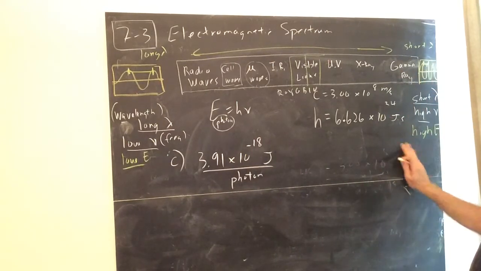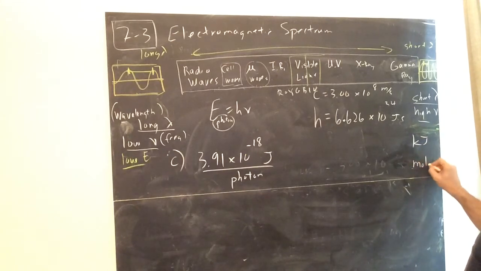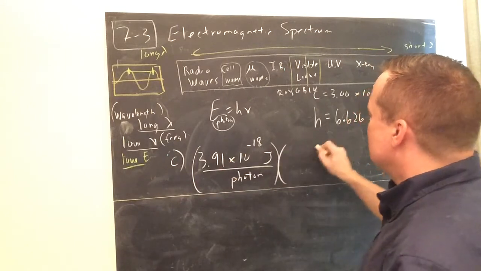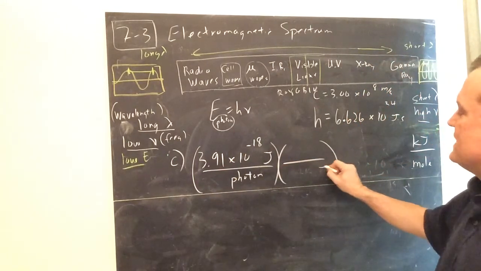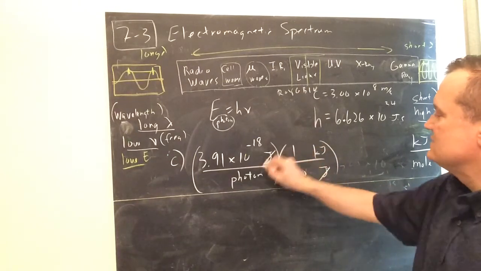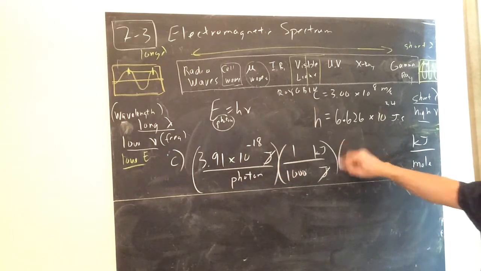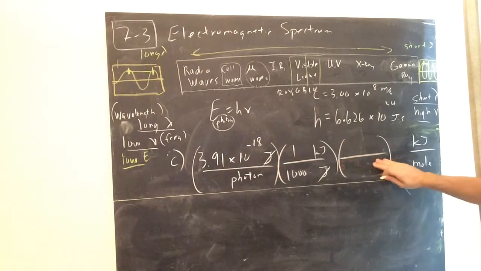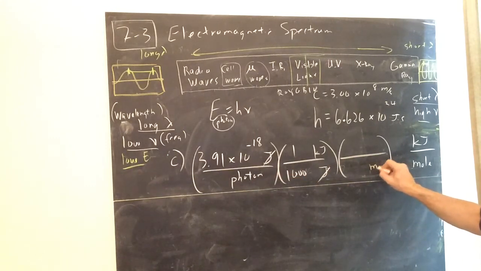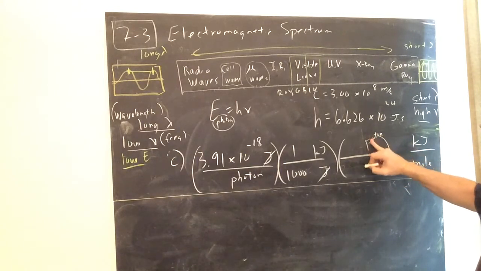If I wanted to change that to what we saw back in the thermo chapter, into kilojoules per mole, here's how you do it. First, to change joules to kilojoules is simple. 1 kilojoule is 1,000 joules, so you just divide by 1,000. But now I want to change photon to moles of photons. This is an easy thing to do. Instead of having photon on the bottom, I want to put mole there. That means I've got to cancel it out by putting photon on the top.